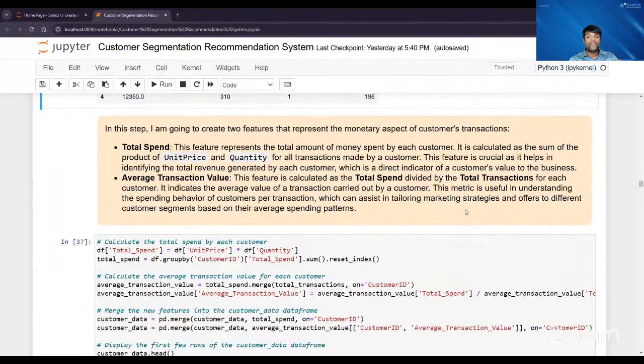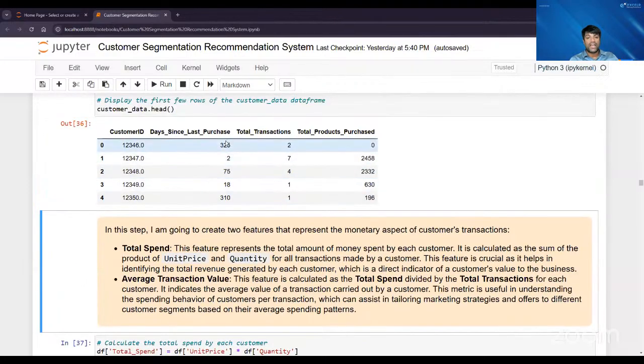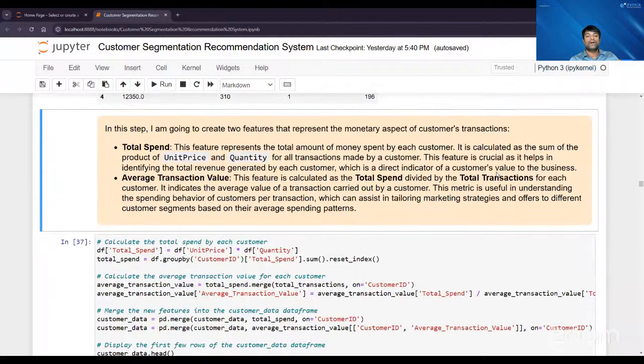So now if I have to understand through my analysis what has happened in the data set till now, this is what I have done. I've converted the days since the last purchase, the total transactions and the total products. Next, the third important aspect is the total spend, right? And the average transaction value.